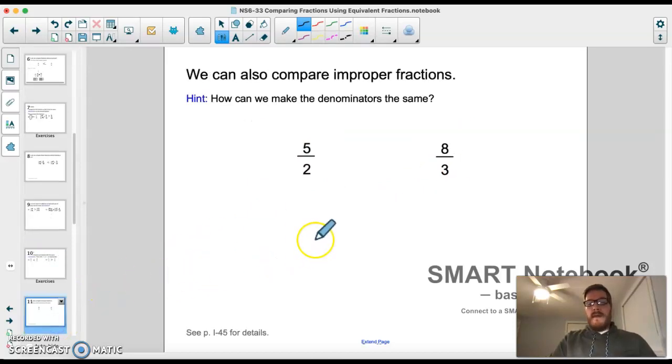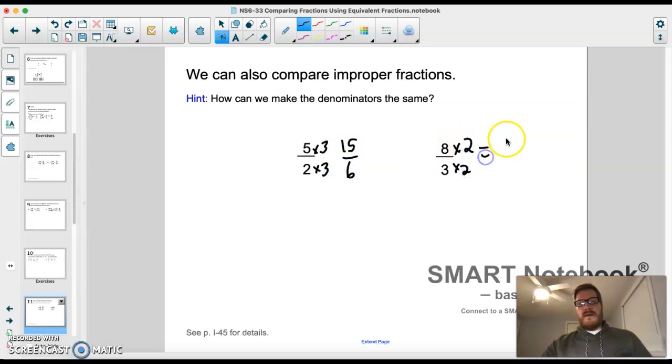Where we move from there is that this not only works with regular fractions, or proper fractions, I guess, where the denominator is bigger than the numerator, but also with improper fractions. Again, we're trying to make the denominators the same. So between 2 and 3, the common denominator is 6. That means that this has to change by a scale factor of 3, which gives me 15 over 6. And this will change by a factor of 2, which gives me 16 over 6. And then I can see that 5/2 is less than 8/3.